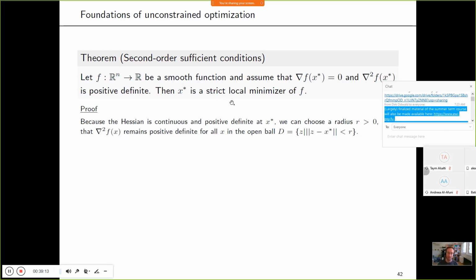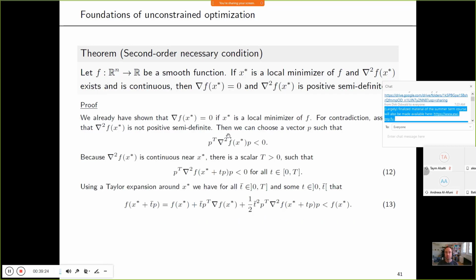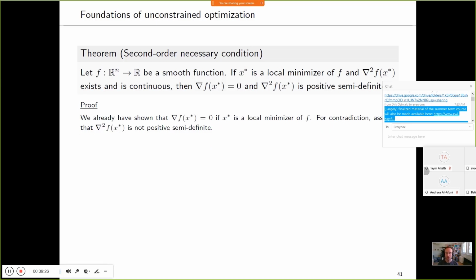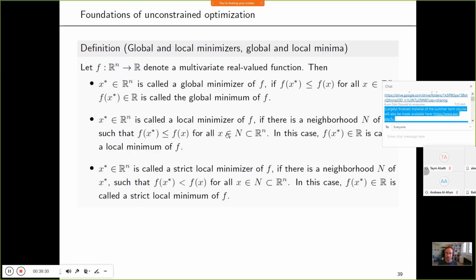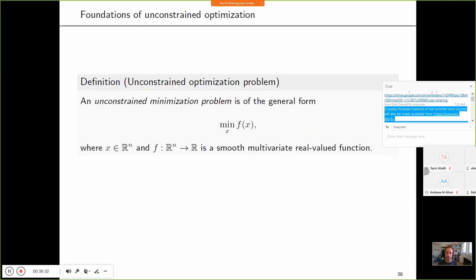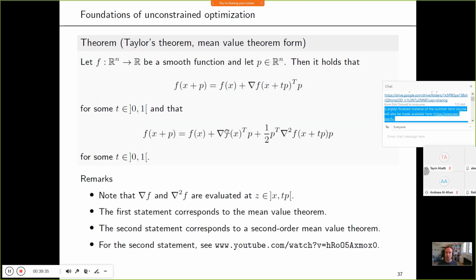So the necessary and sufficient conditions that are also discussed in the mathematical preliminaries, all of these conditions are proven very concisely. And that's what is really nice. So there's a formal justification for that, and these are these proofs. And all of these proofs are based on what I have here, namely Taylor's theorem, or better, the mean value theorem form of Taylor's theorem.